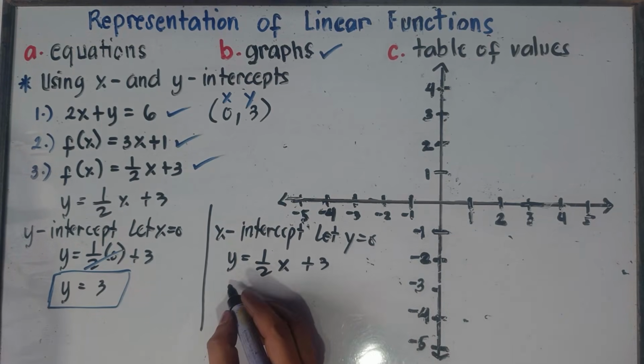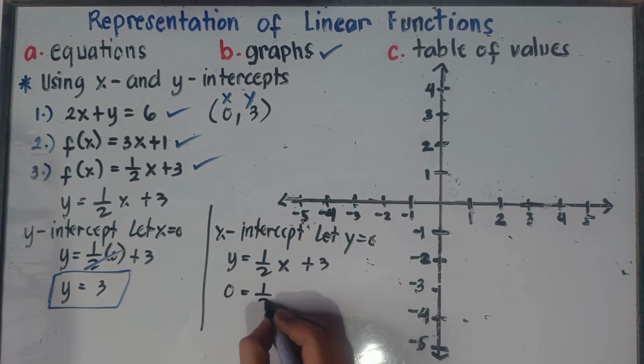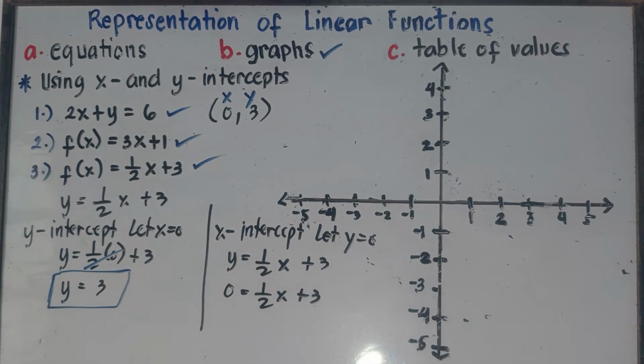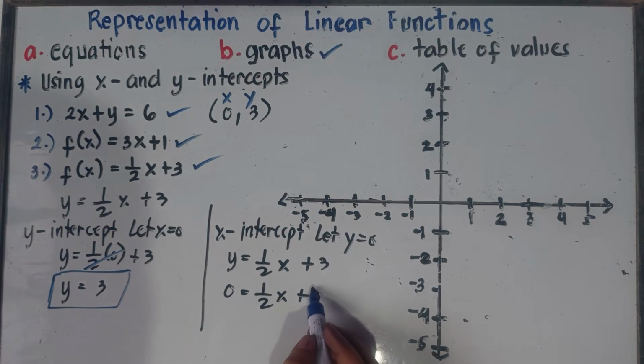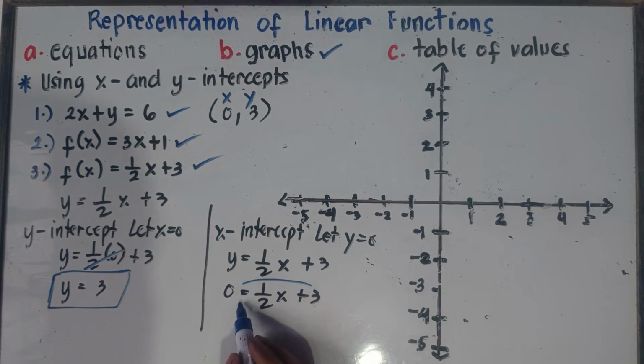So let y equal 0, so 0 equals 1/2 x plus 3. To get the value of x, simply transpose 3 from right to left. Once you transfer it across the equal sign, you change the sign. Question, sir, why do we need to transpose 3 from right to left? So that the remaining expression will be only 1/2 x, because we need to get the value of x.